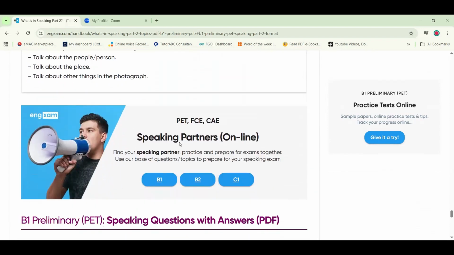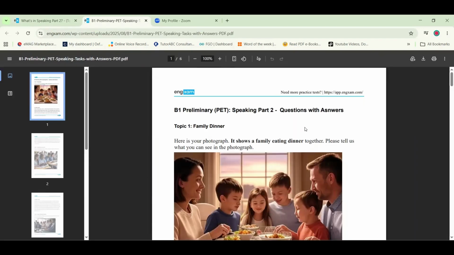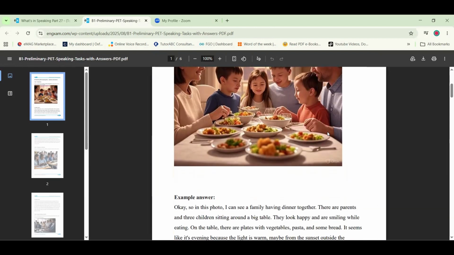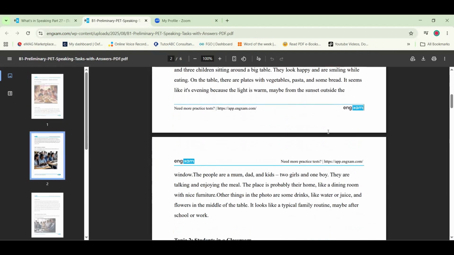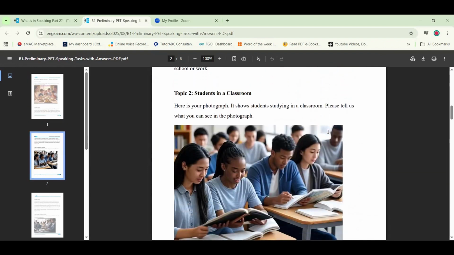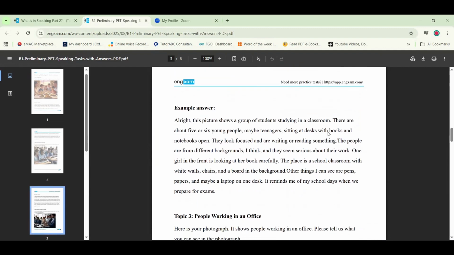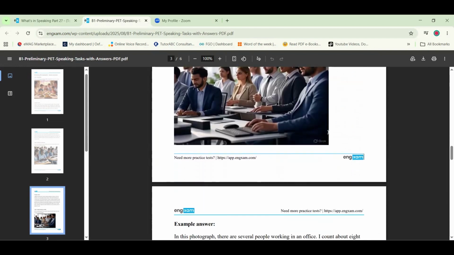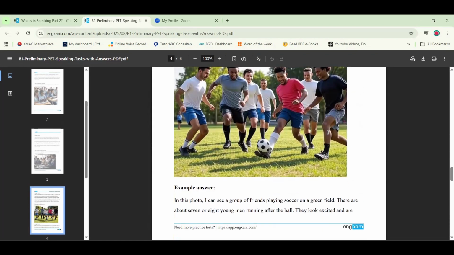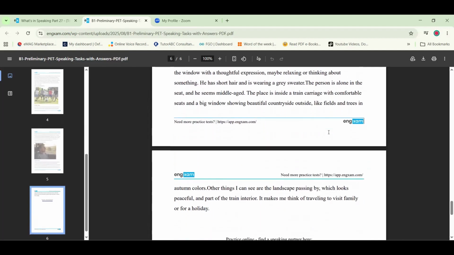Another useful thing about this page is that it includes speaking tasks with model answers and downloadable PDF materials, so students can practice at home and compare their answers with sample responses. At the end, the website gives final advice. It recommends practicing photo descriptions regularly, speaking clearly, staying calm, and continuing to speak even if you are unsure about some words. The page reminds students that communication is more important than perfection.